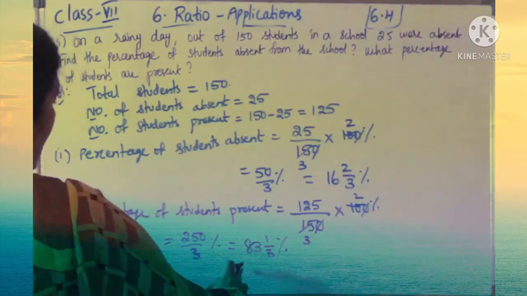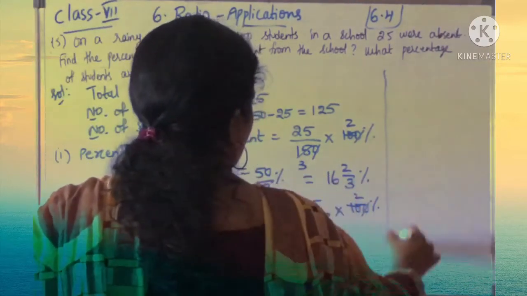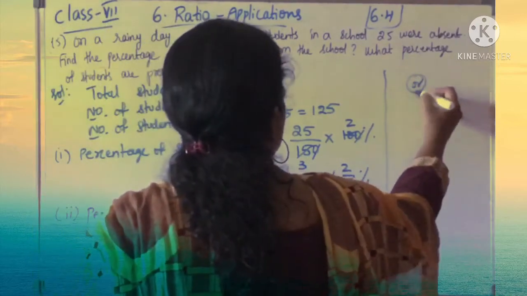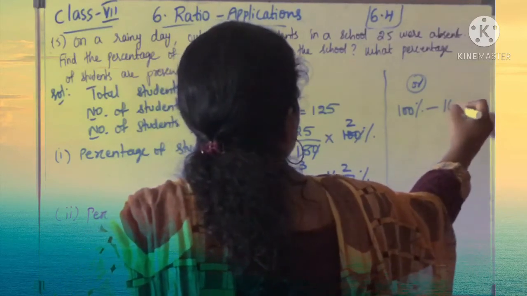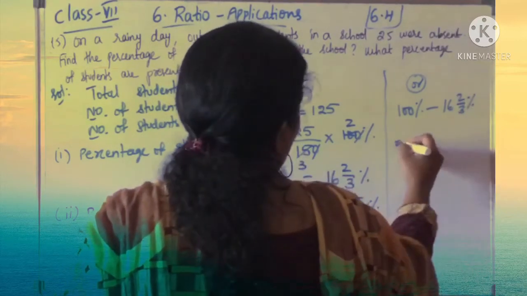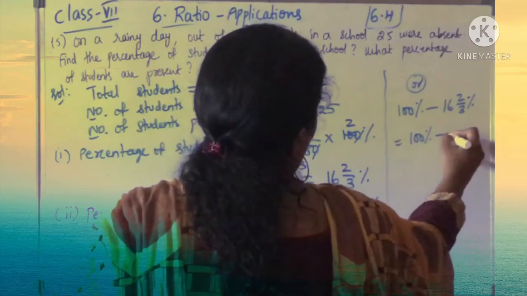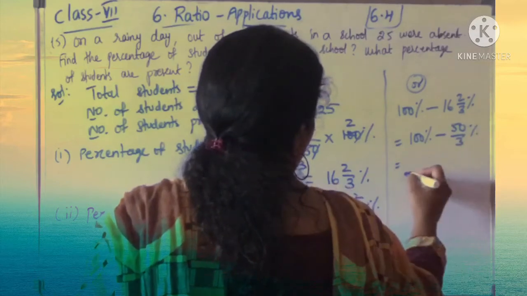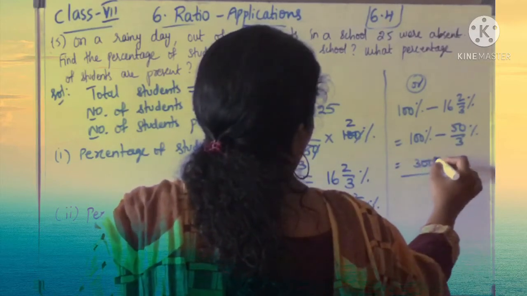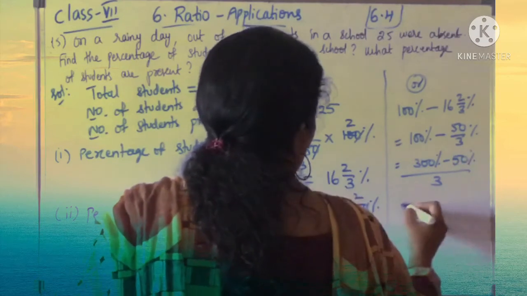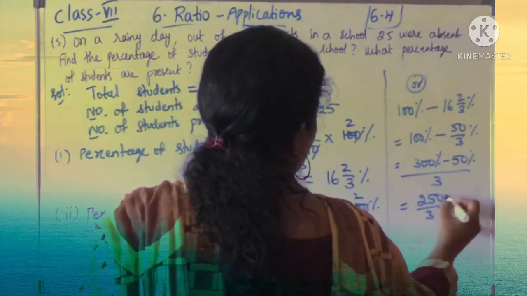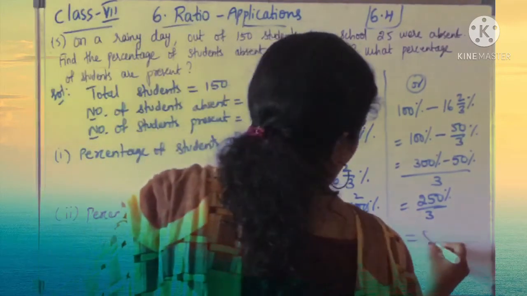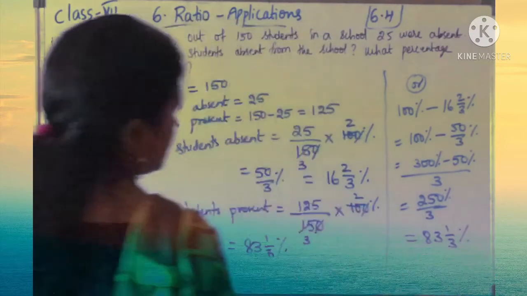So this is one method. Otherwise, if you get the number of students absent as 16 2 by 3%, you can find the number of students present as 100% minus 16 2 by 3%. So when you find out the LCM, 100% minus how much will you get? 16 2 by 3 is 50 by 3. That is, if you take the LCM, 300% minus 50%, that is 250% by 3. Same as 250 by 3%. So you will get 83 1 by 3%.